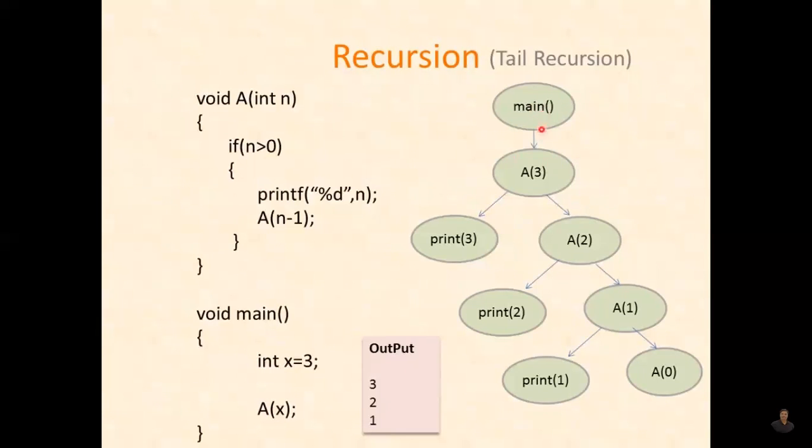Here is the tracing. Main is calling A by passing 3. A has two statements: print 3 and call itself by passing 2. Then again print 2, call itself by passing 1. Print 1 and call itself by passing 0. So it will go on calling itself until n becomes 0. This function is calling itself at the end. The last statement is a recursive call, so such recursions are called tail recursions.